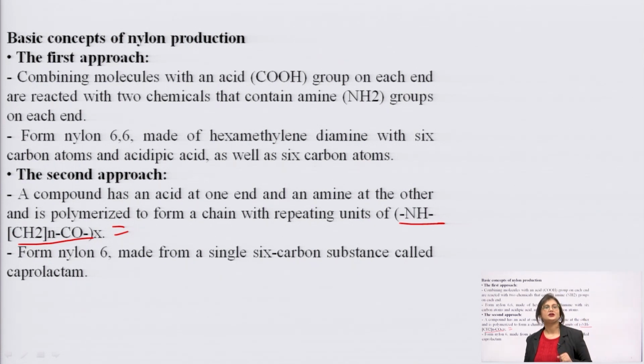So the basic concept of nylon production is achieved by two approaches. The first approach is combining molecules with an acid group on each end and reacting them with two chemicals that contain amine groups on each end. They form nylon made up of hexamethylenediamine with 6 carbon atoms and adipic acid, also having 6 carbon atoms. In the second approach, a compound has an acid at one end and an amine at the other end and is polymerized to form a chain with repeating units.